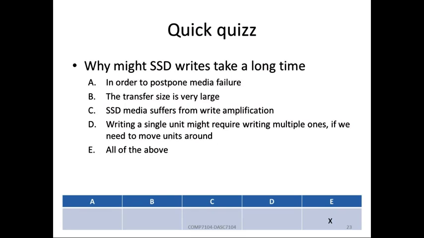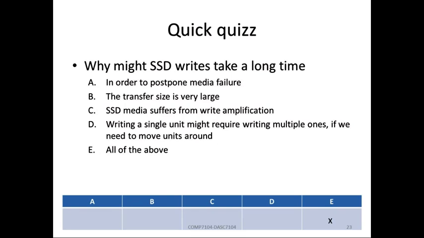Okay, I see many Ds. And I also see an E, which is indeed the right answer here. So if we take them one by one, obviously writing will take a longer time because we need to postpone media failure, right? Remember the fact that each orange rectangle becomes dead space after roughly 2,000 or 3,000 erasures and writings. So in order to postpone media failure, we need to move things around.